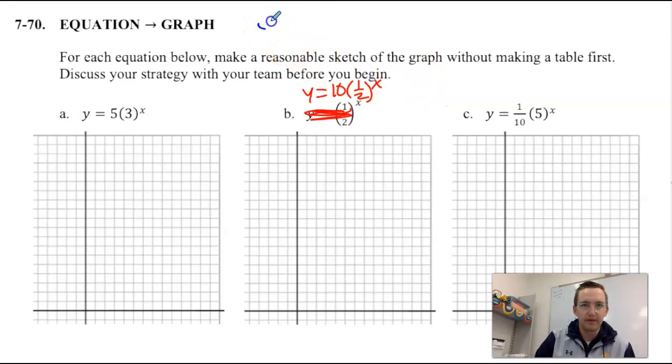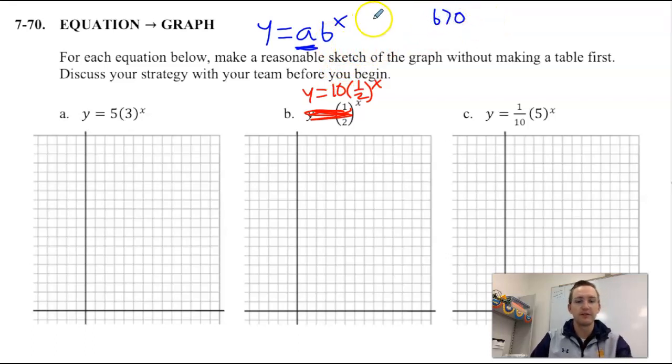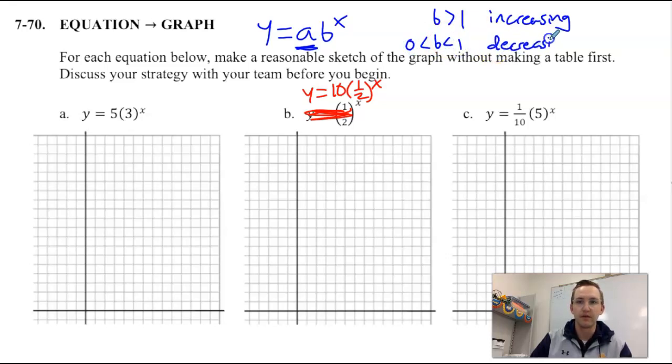So keep in mind, when we have our general form, y equals a times b to the x, a is our starting value or our y-intercept, and b is that multiplier. We know that if b is greater than 1, we have an increasing function. And if b is between 0 and 1, then we have a decreasing function. So if we can figure out those two things just by looking at our equation, we should be able to have a pretty decent estimate if we're going up or going down for our exponential graphs here.